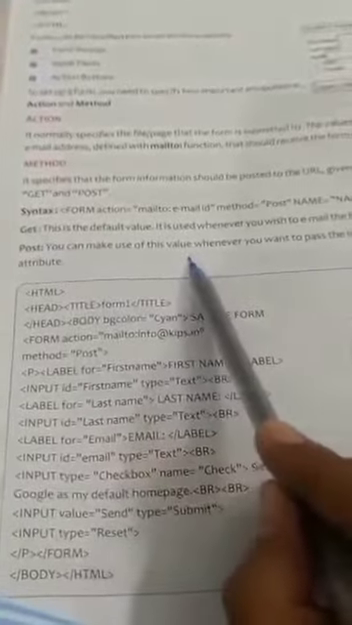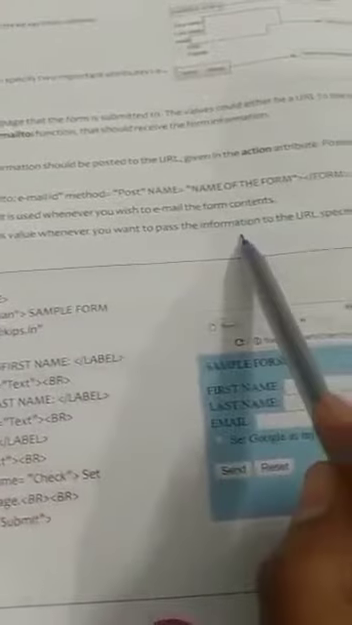Get value is used to request data from a specified resource, and it is one of the most common HTTP methods. Post. You can make use of this value whenever you want to pass the information to the URL specified in the action attribute.